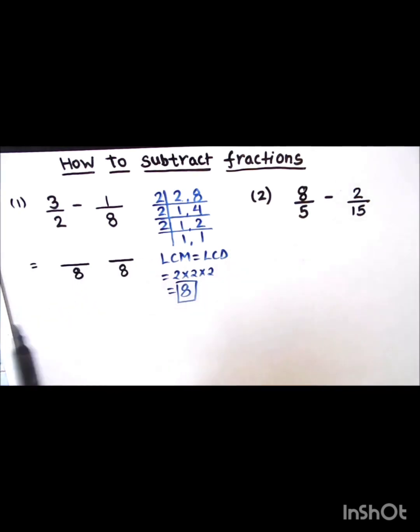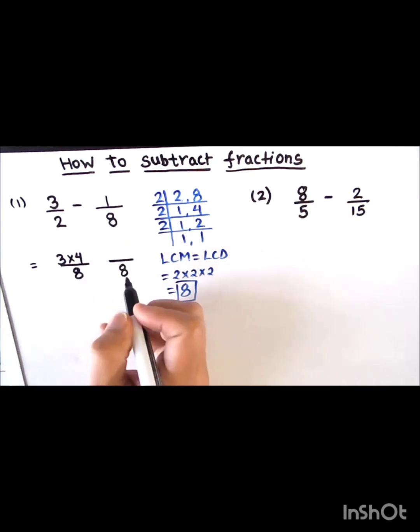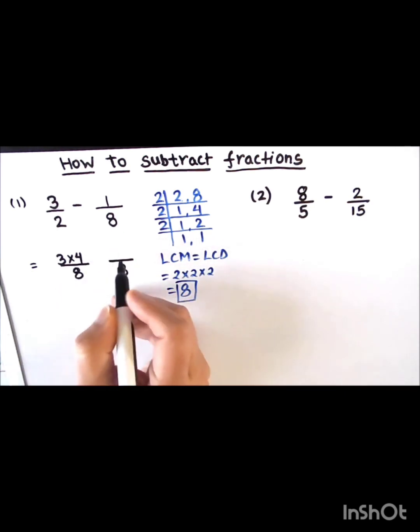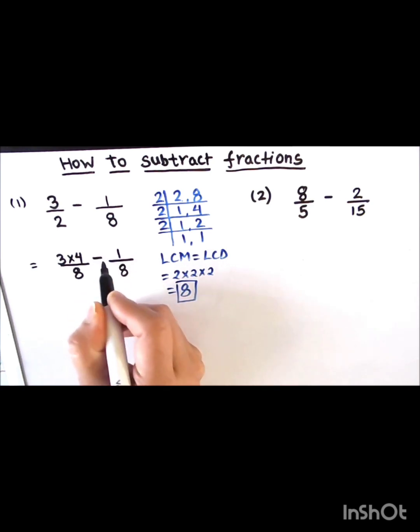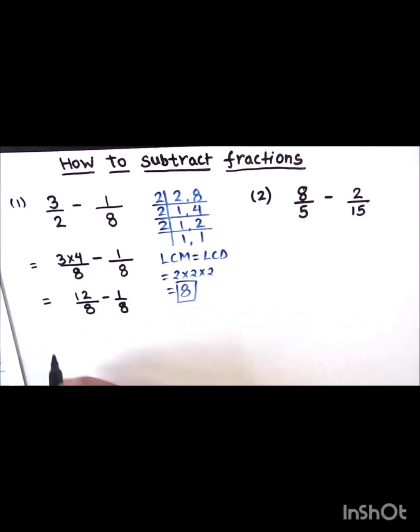Our denominator is 8 and 2 times 4 is 8. So we are going to multiply the numerator 2 by 4. Here our denominator is same, 8 and 8. So the numerator will be the same, which is 1. So 3 times 4 is 12 upon 8 minus 1 upon 8. Or we can write the two numbers as the denominator is common, we can write it as a single denominator, and the numerator will be 12 minus 1. So this is going to be 11 upon 8. So our final answer will be 11 upon 8.